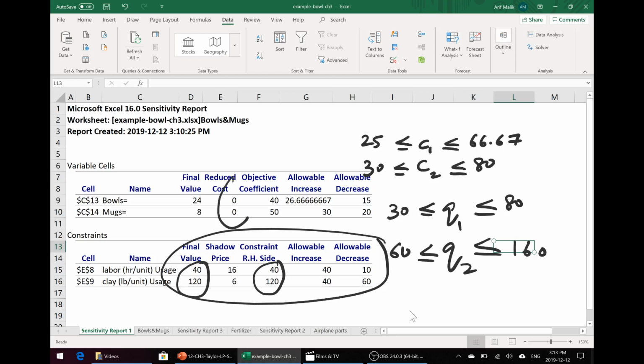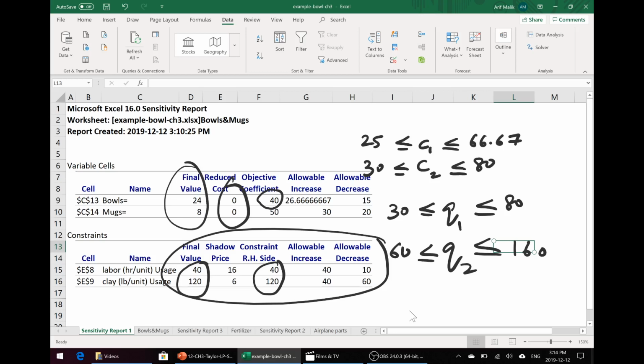Reduced cost, as I told you earlier: if both the variables are in the solution mix, we will get reduced cost equal to 0. It will make sense when one of the variables is not in the solution mix. Now we know that if we change the objective coefficient from 40 to, let's say, down to 25, the solution final value will stay the same.